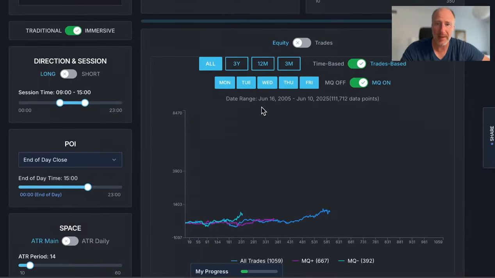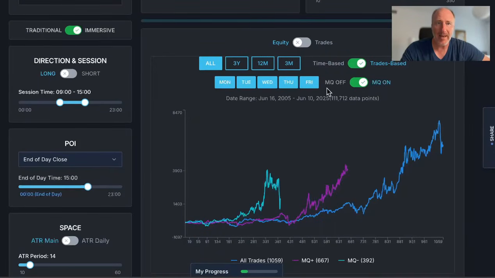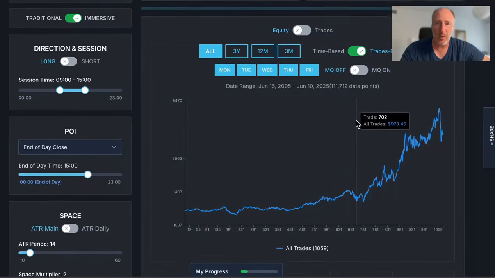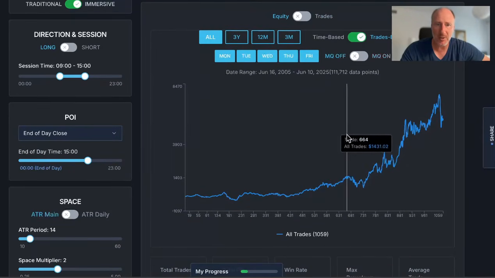So here we have it. And what we can see, okay, let me switch the market quality. What we can see, there is something in it. We do have some solid base, but nothing major. It's not really nothing to write home about.